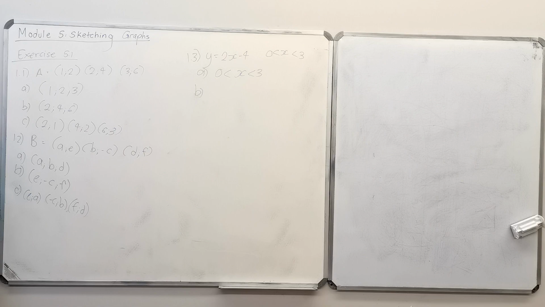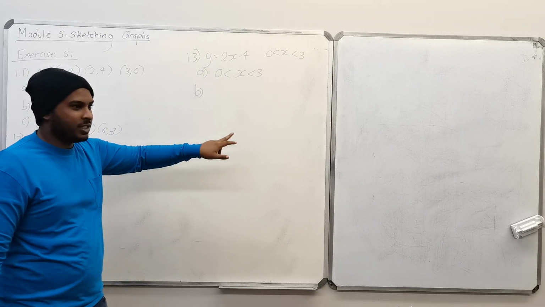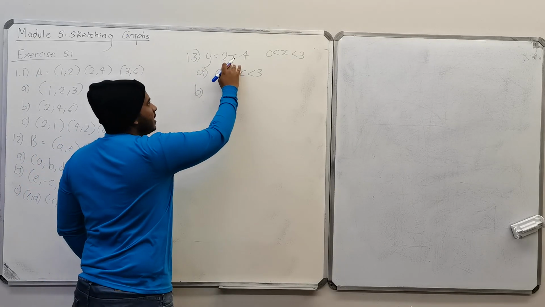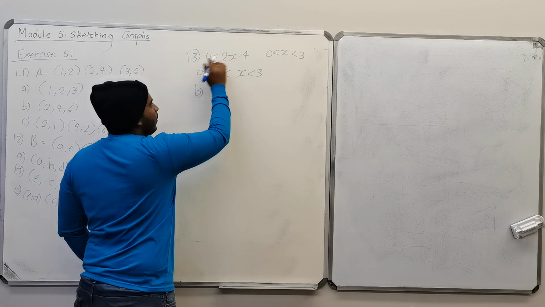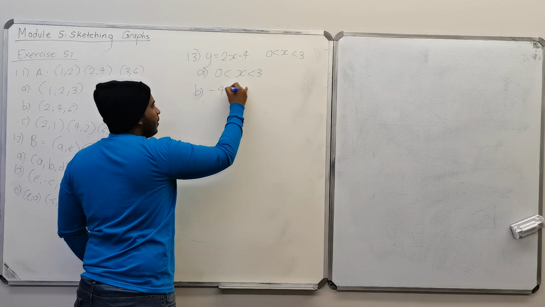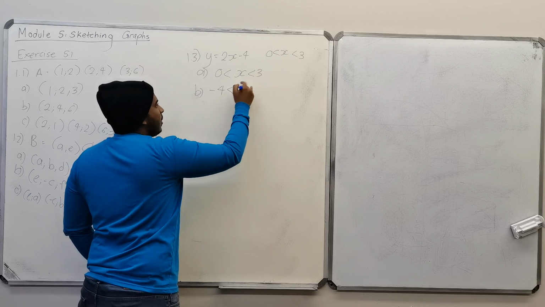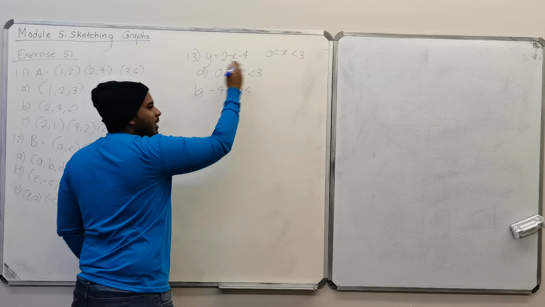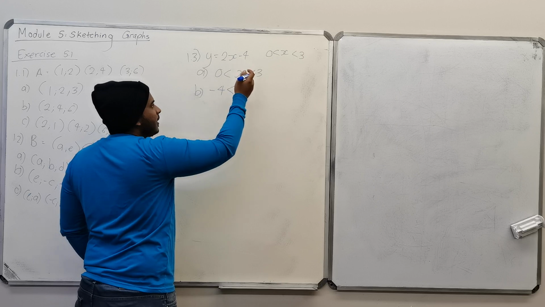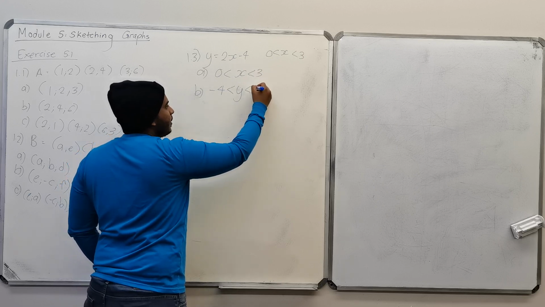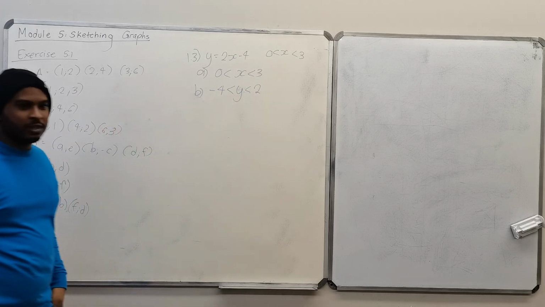How would you get your range for this? Let me solve. You'll substitute this 0 into the equation first, right? 2 times 0 is 0, minus 4, so y is equal to minus 4. Less than y, less than, and then you substitute 3. 2 times 3 is 6, minus 4 is 2. That will be your range for it.